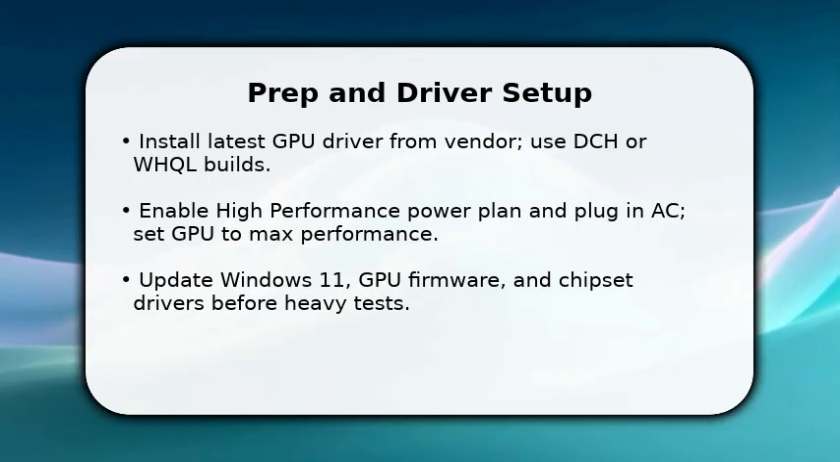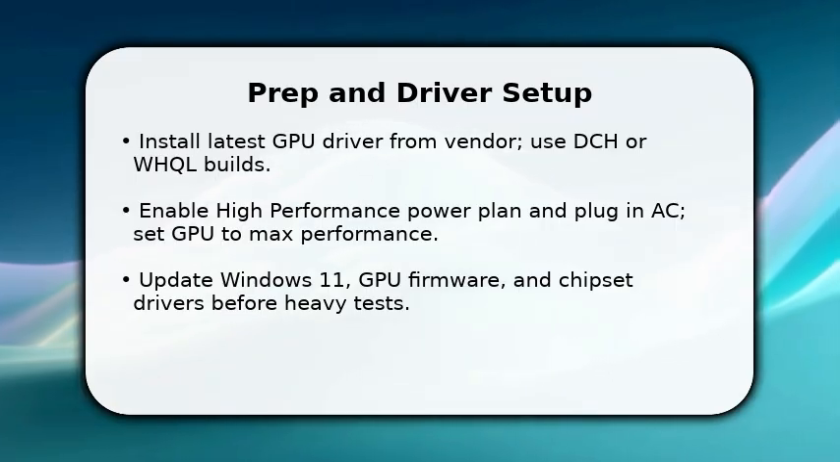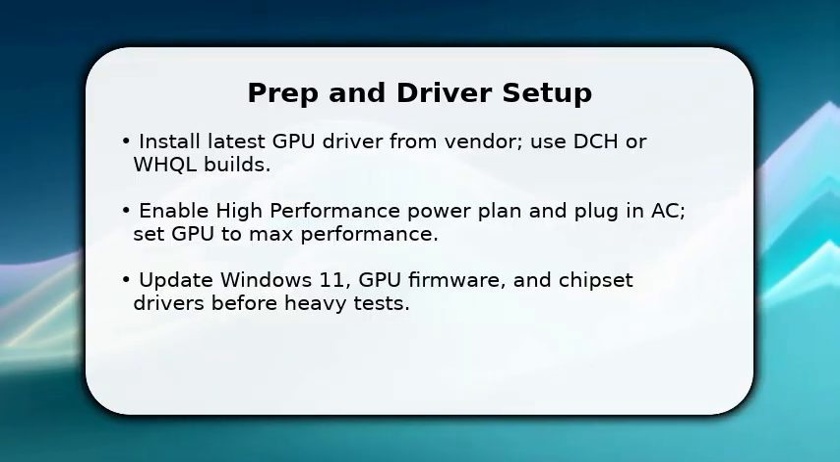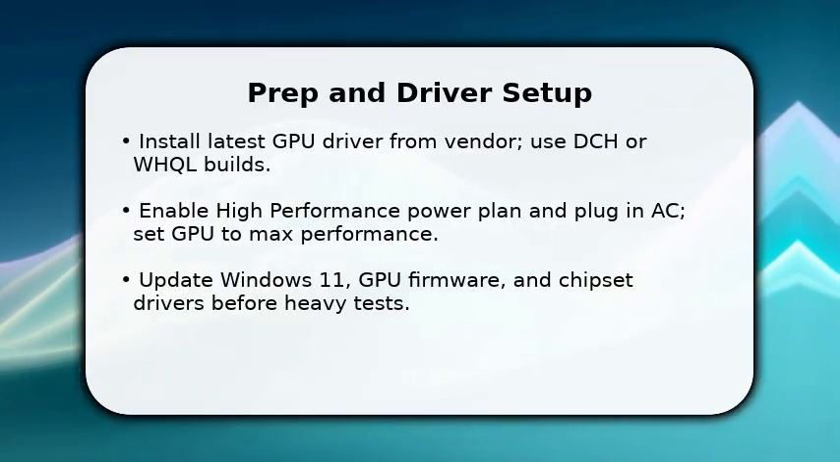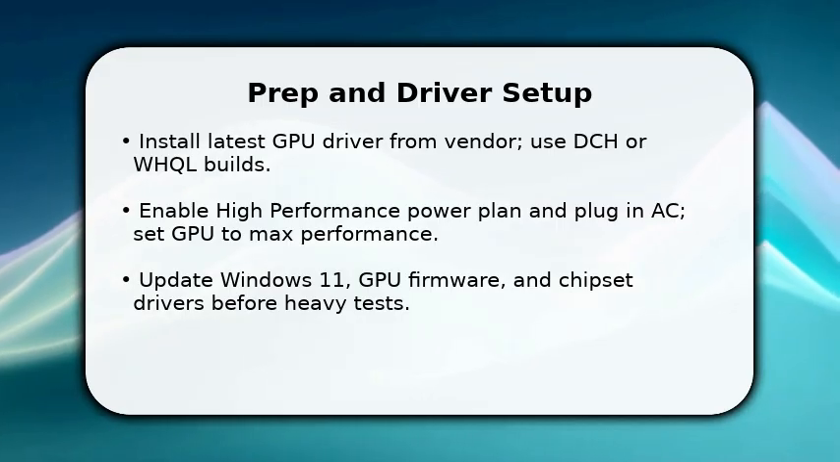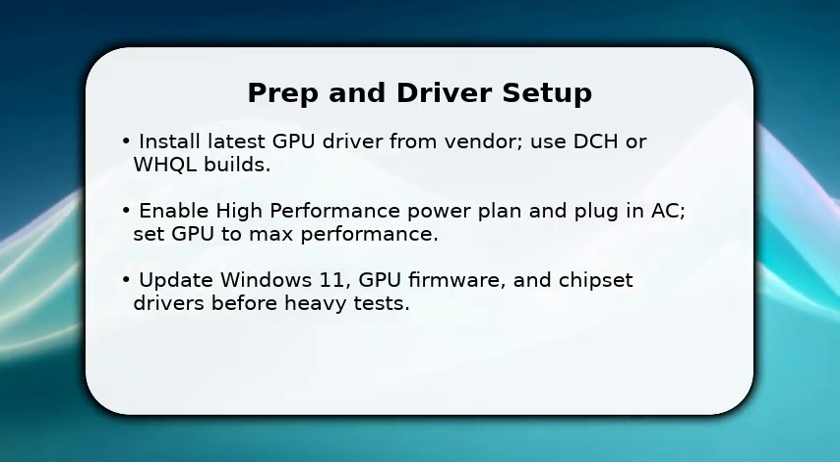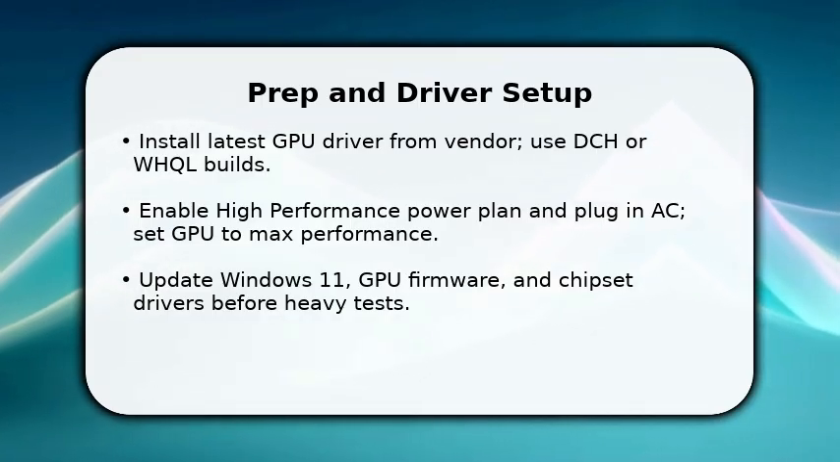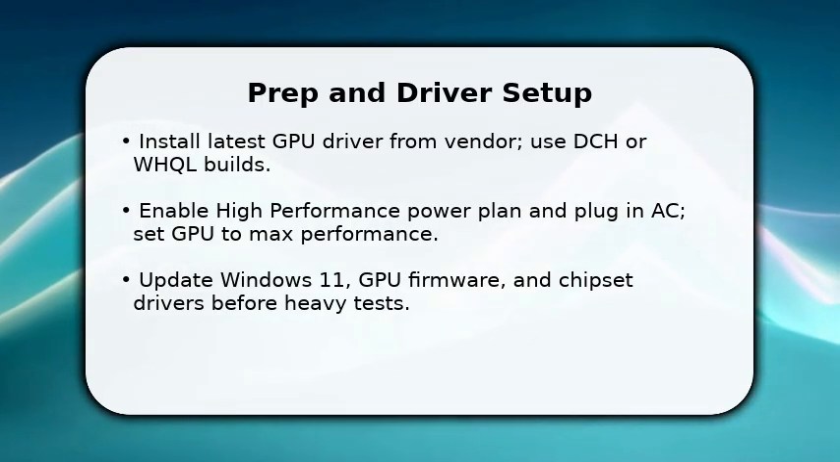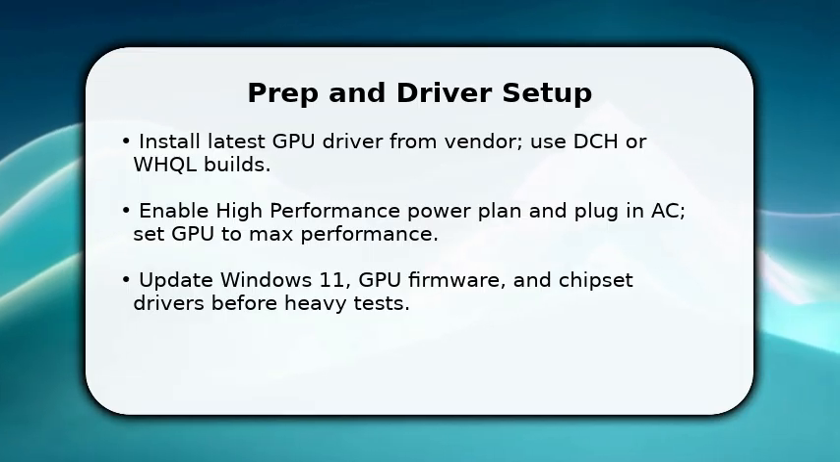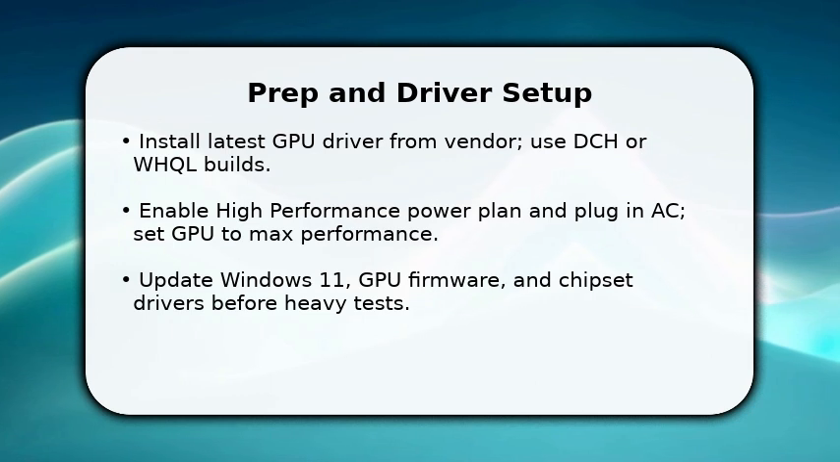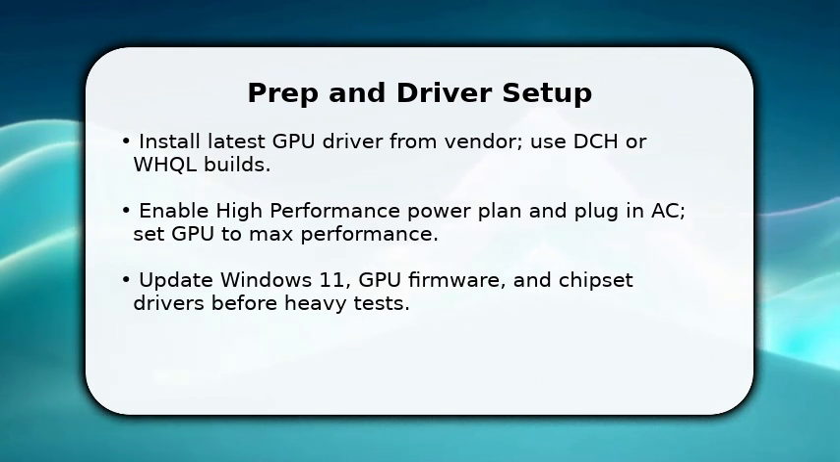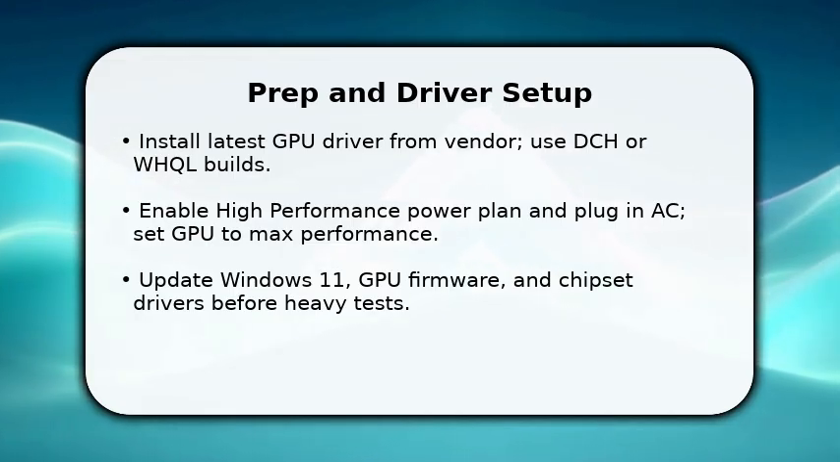You begin by updating the whole stack because outdated firmware or drivers limit peak usage. Open Device Manager and verify current driver version, then run the vendor installer in clean mode. Once done, switch Windows to the High Performance Power Plan and connect AC power. That prevents power-saving throttles. Make sure Windows Update's finished and chipset drivers are current because PCIe or CPU power management can cap GPU utilization. These steps put the system into a state where full GPU load is possible and stable.